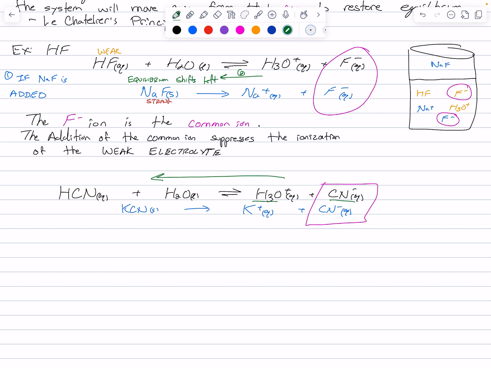So that's what the common ion effect is, and it affects equilibriums and it affects the ionization of the weak electrolyte. So that's the big point. That's the big takeaway, that the common ion suppresses the ionization or dissociation of the weak electrolyte.